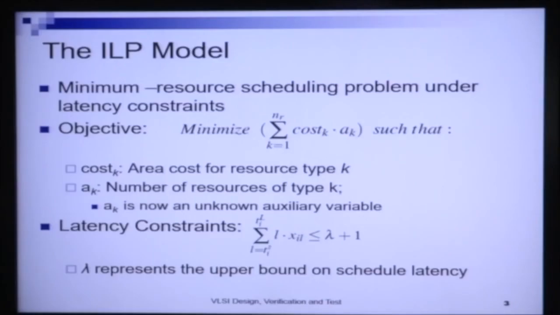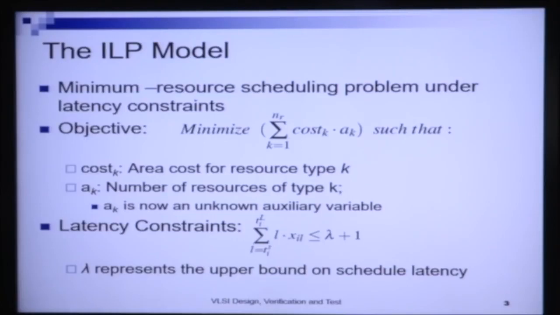How is the latency constraint specified? Here I have written a bit wrong, in the sense that this variable i will be n. So, the nth variable, this whole expression tells me the start time of the nth operation. The nth operation means the sink node. I am saying that the sink node should be scheduled at most within lambda plus 1.